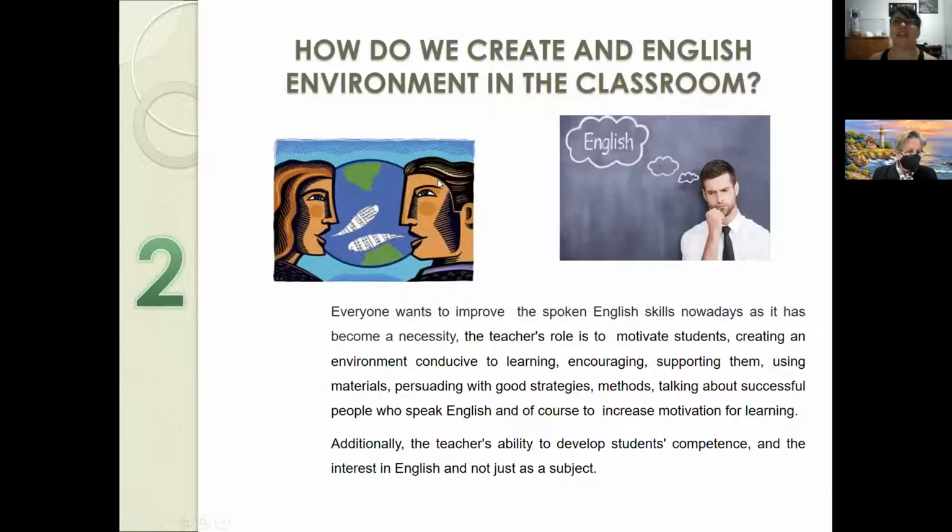How can we motivate ourselves? For me, everyone wants to improve their spoken English skills nowadays, as it has become a necessity. So the teacher's role is to motivate.